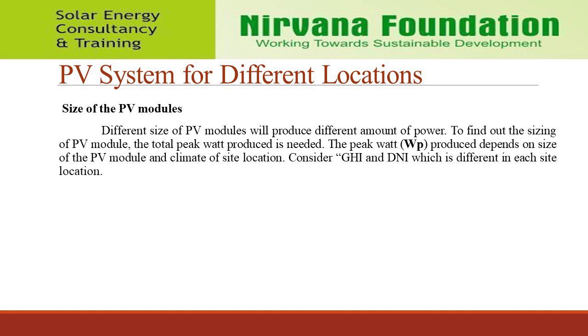Size of the PV modules. Different sizes of PV modules will produce different amounts of power. To find out the sizing of the PV module, the total peak watt produced is needed. The peak watt produced depends on the size of the PV module and the climate of the site location. Consider GHI and DNI, which is different in each site location. Panel generation depends on location, and we assume that standard practices are followed.